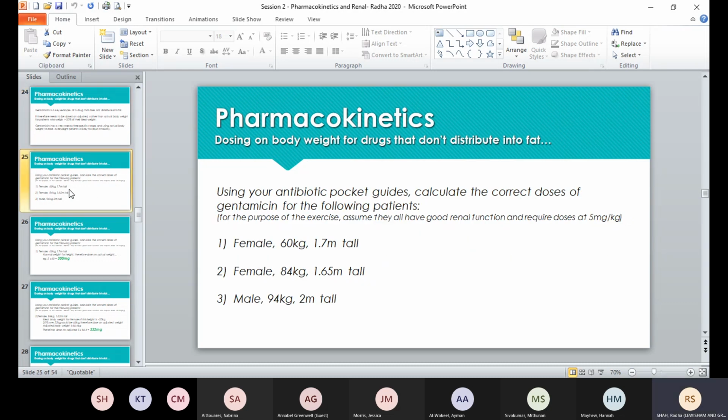So if everyone's got the micro guide downloaded on their phones or has access to it on a Trust laptop, do you want to check what the correct gentamicin doses would be for these 3 patients? I'll give you about 10 minutes to look at them.